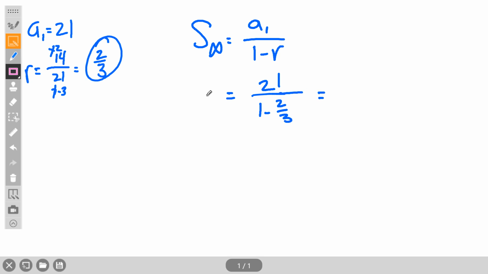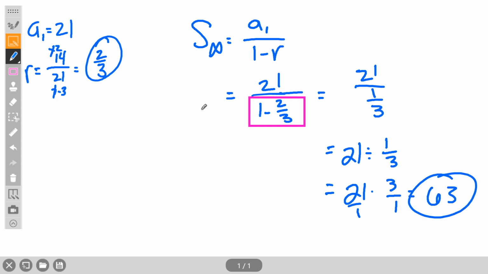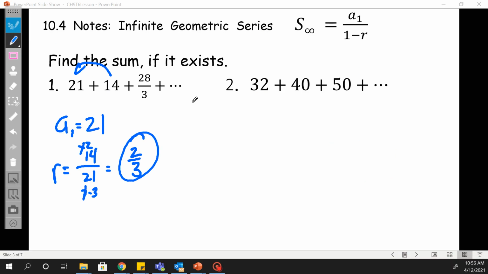To simplify this, we first start here, 1 minus 2/3. 1 minus 2/3 is 1/3. So we've got 21 divided by 1/3, which is the same thing as 21 times 3 over 1, which is 63 over 1, or just 63. So the infinite series for number 1 is 63. You add all of these terms together infinitely and you get 63.